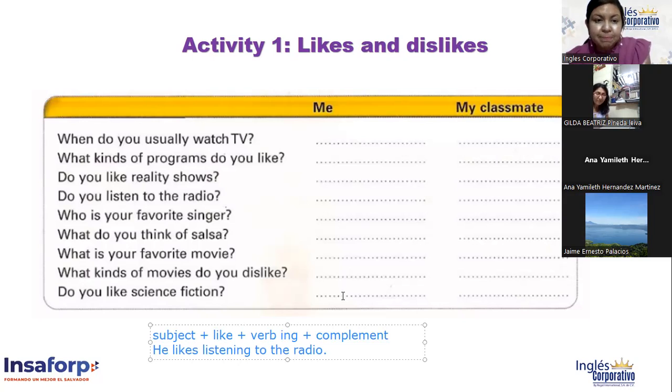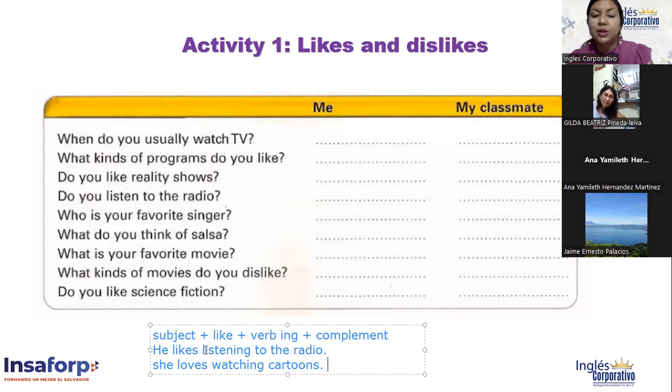So as you can see, I want to tell you about this structure. When we want to express likes and dislikes and mention an activity, we use the subject, like or dislike, or love or hate, plus a verb in the ing form, plus the complement. Example: he likes listening to the radio. Entonces no decimos he likes listen, decimos he likes listening. Otra podría decir, she loves watching cartoons. So the verb is loves and the activity is watching. The activity she likes doing. She loves watching cartoons.